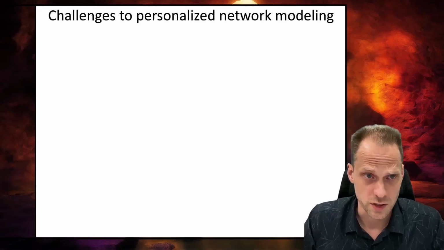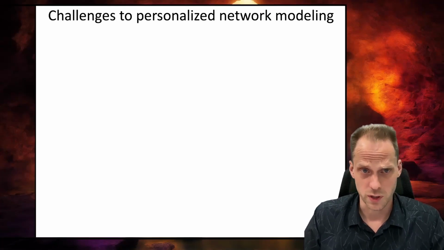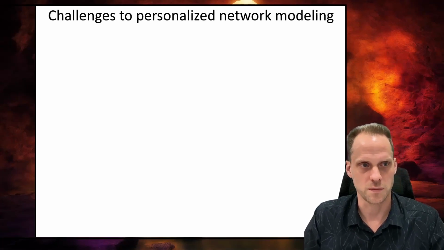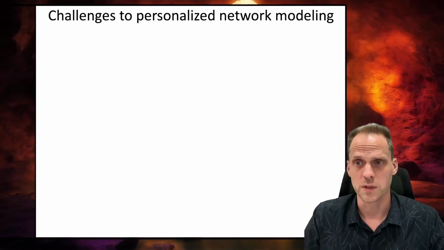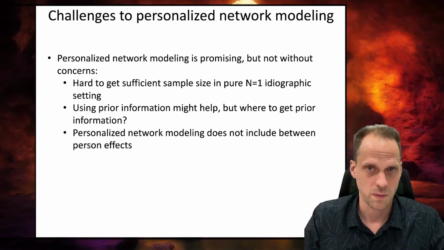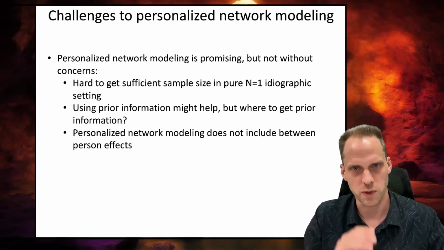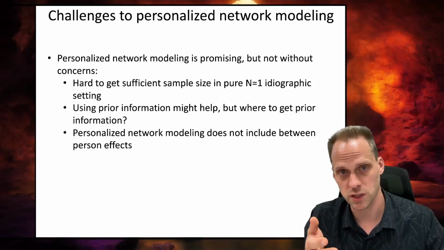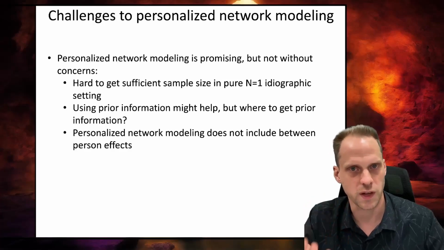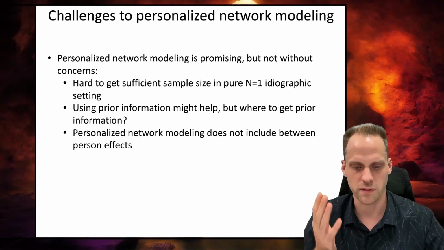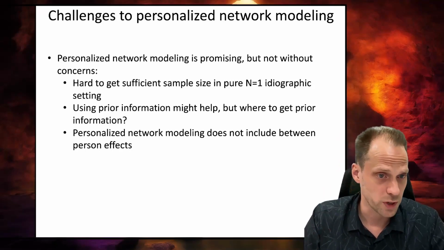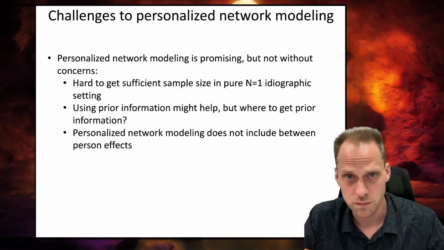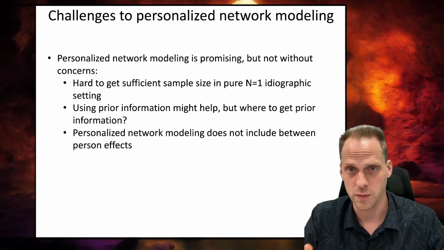So there are some challenges to personalized network modeling. It's not that we can always do it, but it's very promising, but it's not without concerns. So it might be hard to get sufficient sample sizes in this purely idiographic N=1 setting, so really where we have only data of one person. Using prior information might help, but then we need to find this prior information somewhere. We need to get an idea of where we get the prior information from.